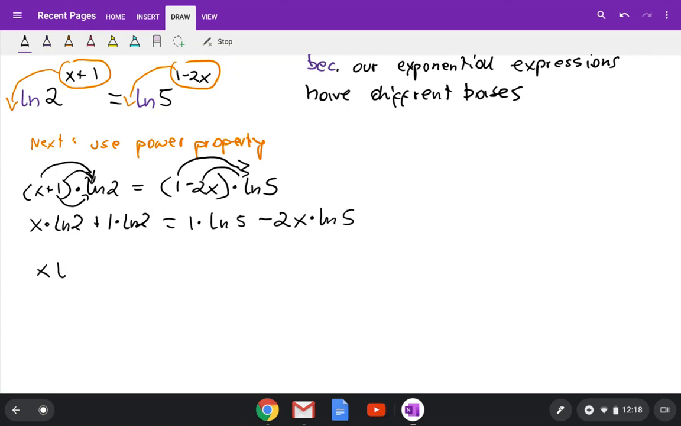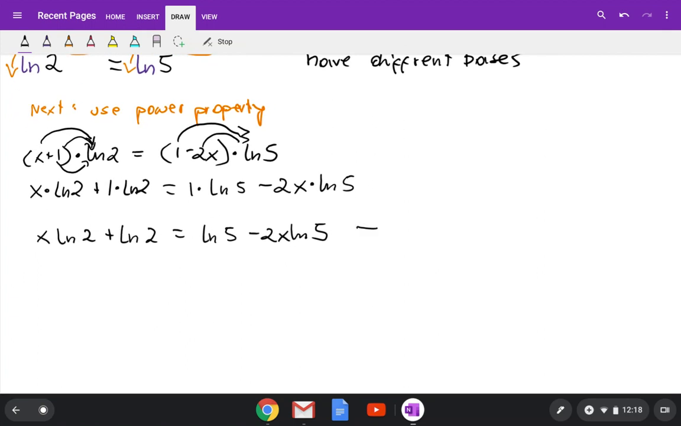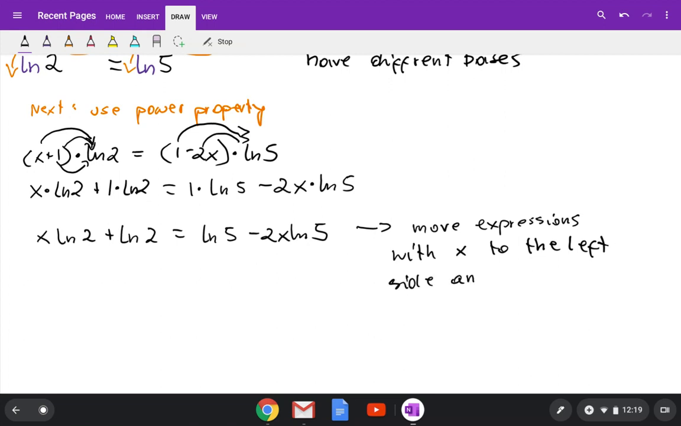Okay, let's simplify that a little bit. So x ln of 2 plus 1 times ln of 2 is just ln of 2, equal 1 times ln of 5 is just ln of 5 minus 2x ln of 5. Okay, this is better. May not look nice, but it's better. What you're going to do next, move expressions with x to the left side, and the rest keep on the right side.